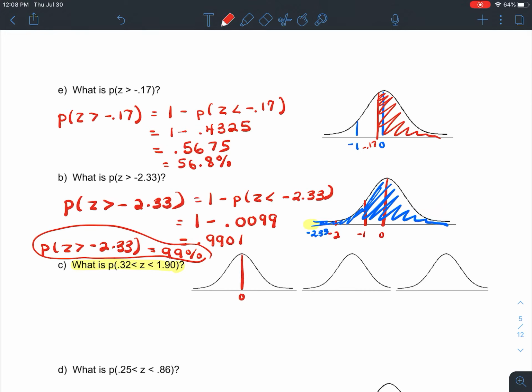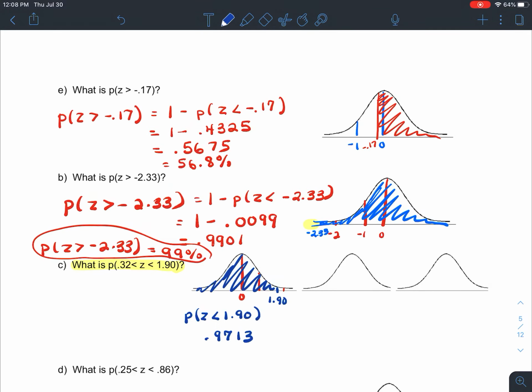I'm going to go ahead and mark 0 down the middle. We want any of the area that's to the left of 1.90. We're going to call 1.90 roughly right about here. That's a z-score of 1.90, and I'm going to shade all of that in. Directly under that, I'll write the probability that a z-score is less than 1.90. If you look it up in the table, for 1.90, that area is 0.9713.